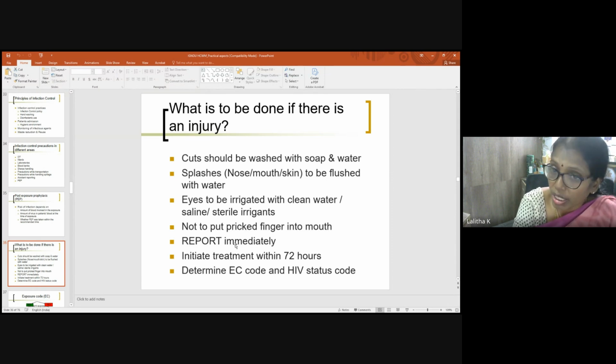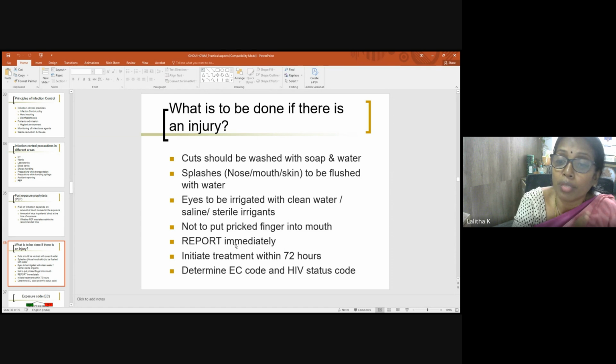Cut should be washed with running water and soap and water for at least 5 minutes, 5 to 10 minutes. And if there are any splashes to nose, mouth and skin, they have to be flushed with water. Eyes have to be irrigated with saline or clean water. Usually, if there is some injury, we put our hands into the mouth. That should not be done. And we should not apply any antiseptics also. That is also not recommended.